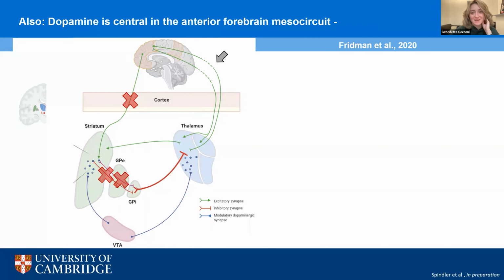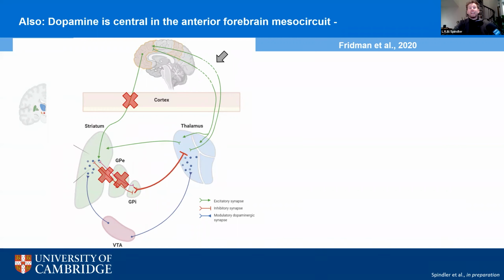But anyway, the idea is it could very well be that the change of input-output relationships in the thalamus via modulatory projections from the VTA may again be an active player in this anterior forebrain mesocircuit, in which this dopaminergic source nucleus is typically not included.